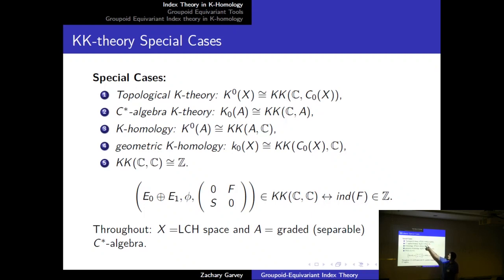So if you're looking at a topological space X, topological K-theory is given by plugging in C0 of X. If you have a C-star algebra, then plugging in a C-star algebra in the second component is the C-star algebra K-theory. And if you know about K-homology via extensions, it's the same as KK, where you plug it into the first variable, complex numbers in the second.